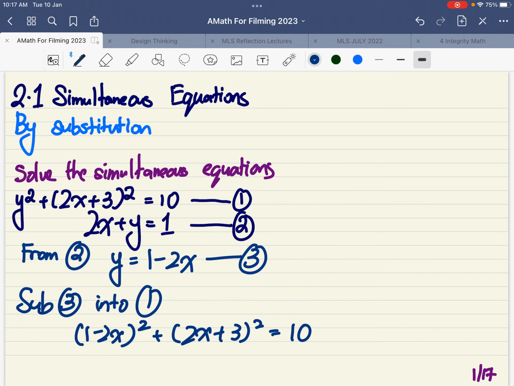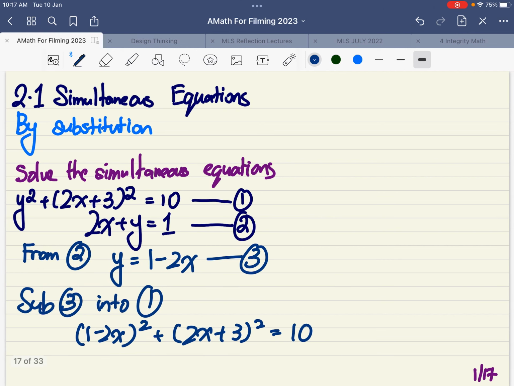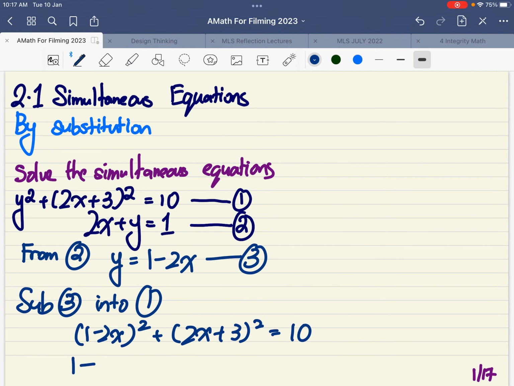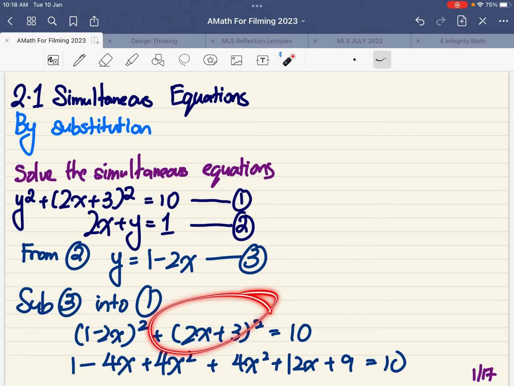What you have to do here is actually expand everything. As we have practiced in the previous lessons, I'll get a squared minus 2ab, so 2 times 1 times 2, then minus 4x plus 4x squared. So this and this are equivalent. Similarly, I will expand 2x plus 3 squared to give me 4x squared plus 12x plus 9 equals 10. So this and this are equivalent.